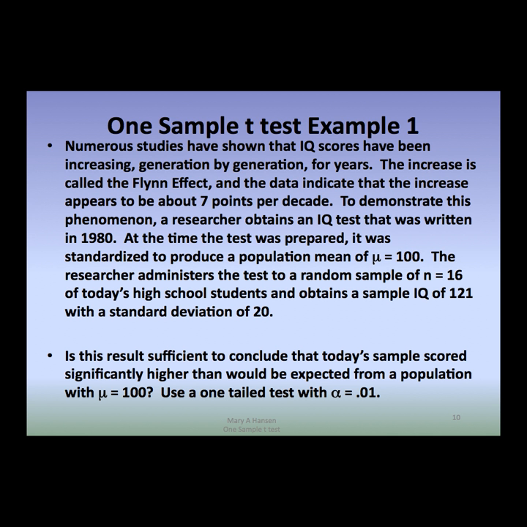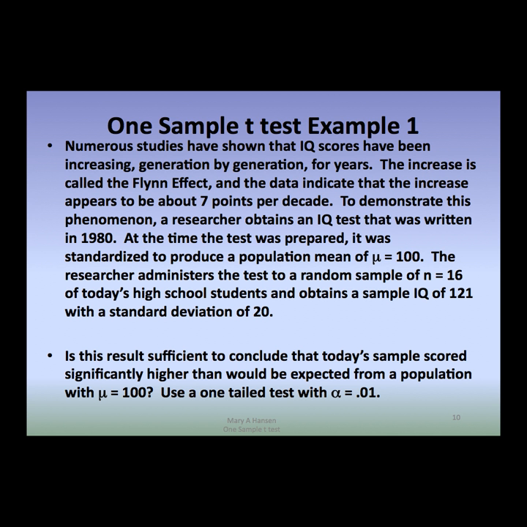Consider the following example. Numerous studies have shown that IQ scores have been increasing generation by generation for years. The increase is called the Flynn effect, and the data indicate that the increase appears to be about 7 points per decade. To demonstrate this phenomenon, a researcher obtains an IQ test that was written in 1980. At the time the test was prepared, it was standardized to produce a population mean of mu equals 100. The researcher administers the test to a random sample of n equals 16 of today's high school students and obtains a sample mean IQ of 121 with a standard deviation of 20.